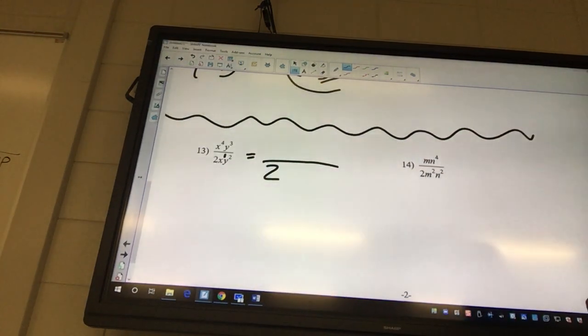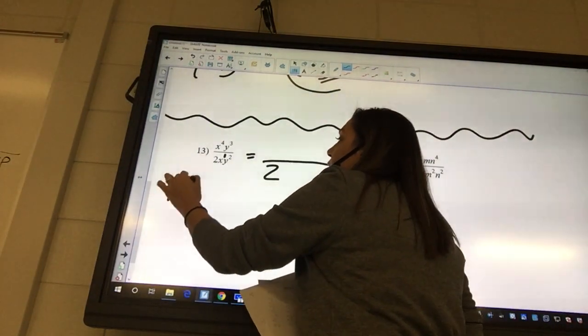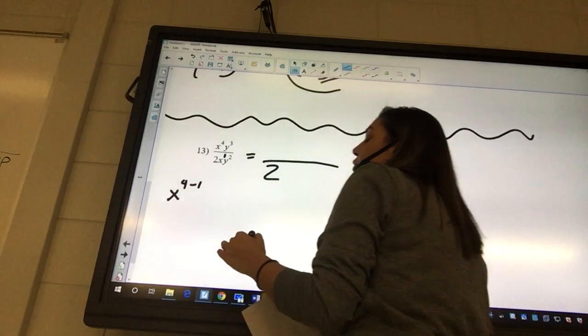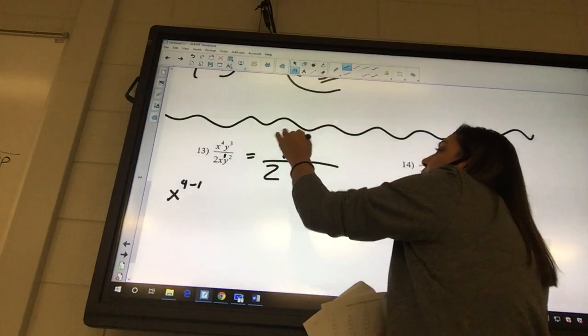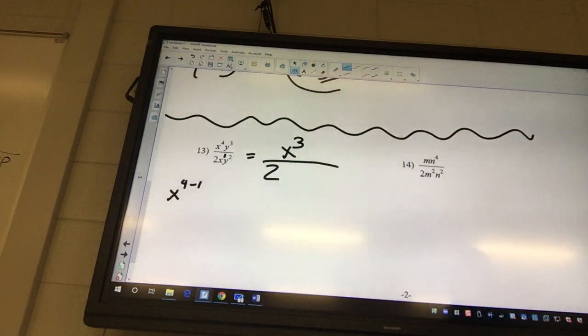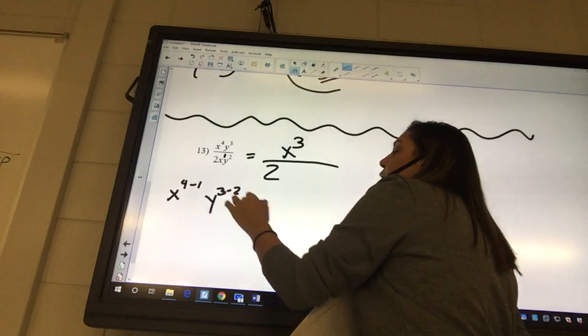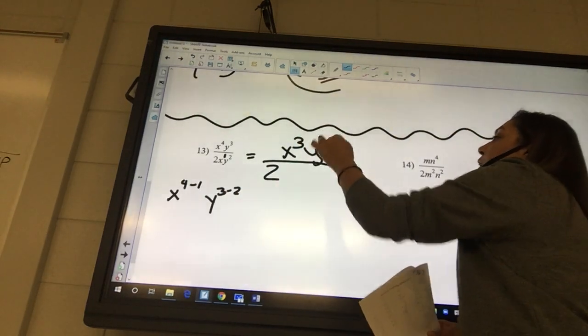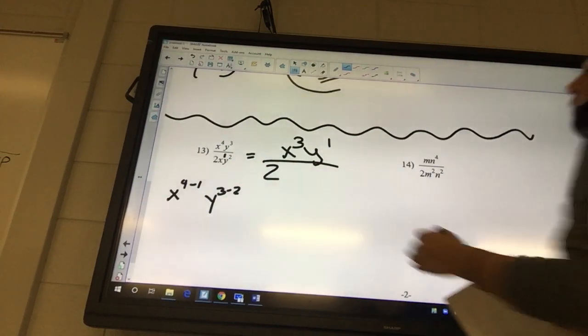Okay, you're going to have x to the 4 minus 1. X to the 4 minus 1. Okay, and what really happens here, we have x to the 4 minus 1, which is what? 3. Yeah, so it's going to be x to the 3. Okay, what about the y's? It's going to be y to the 3 minus 2, which is what? y to the 1. And that's it.